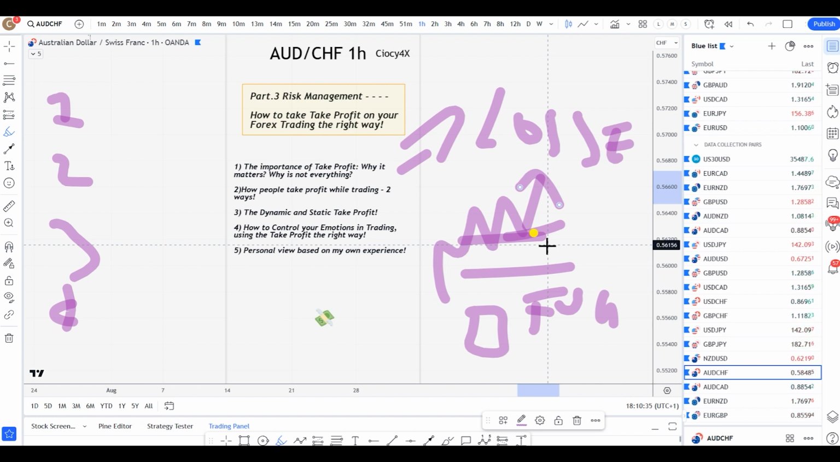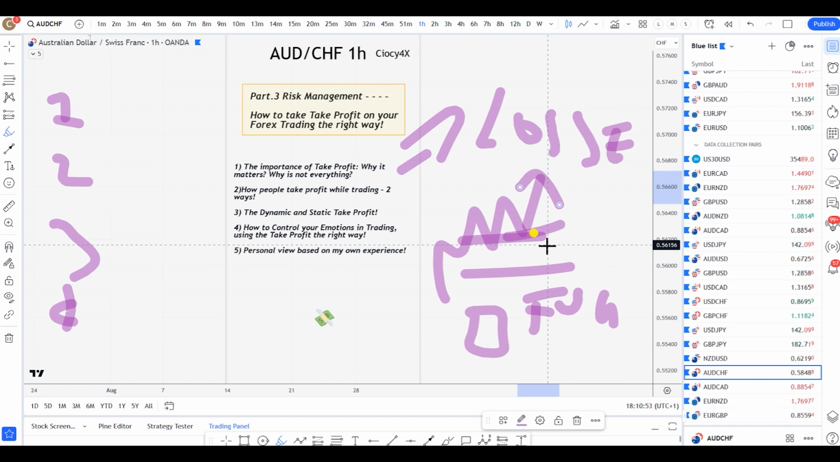What's wrong with this? What's wrong with the mentor? What's wrong with the mentorship? In reality, there's nothing wrong with anyone. It's just the way it is. That's the game of trading. Okay. Now, this was, let's say, a wider, basic overview of the importance of the take profit and why it's not everything.